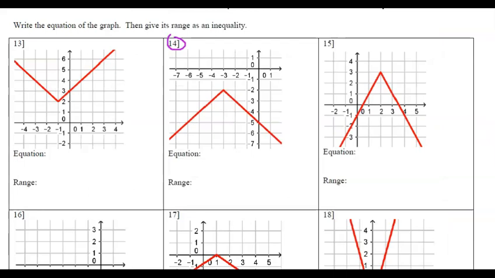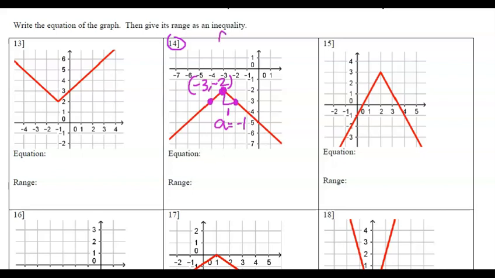On the next page, let's look at number 14. Write the equation of the graph, then give its range as an inequality. So for our equation, let's find the vertex. It's -3, -2. Our slope right here looks like it's a 1. And A will be -1 since it's opening downwards.